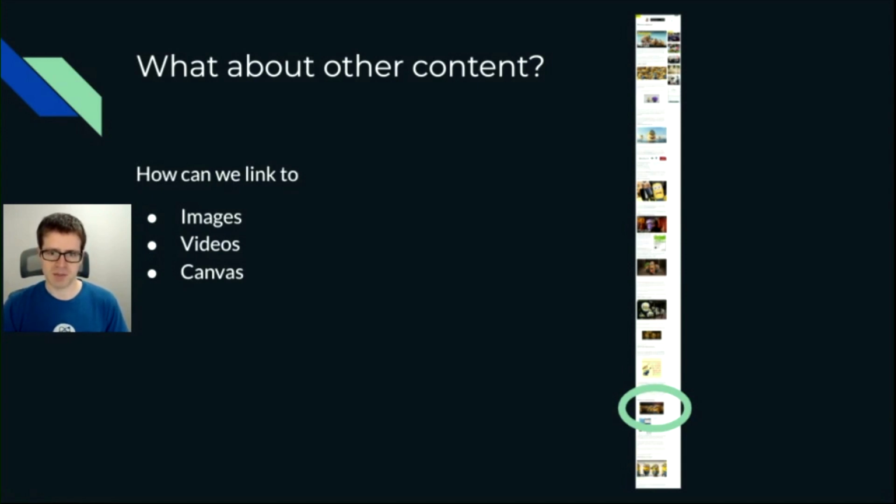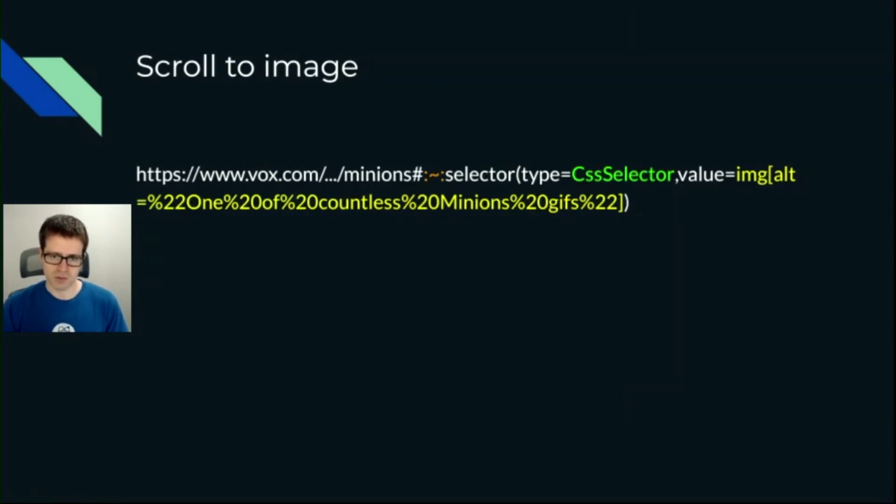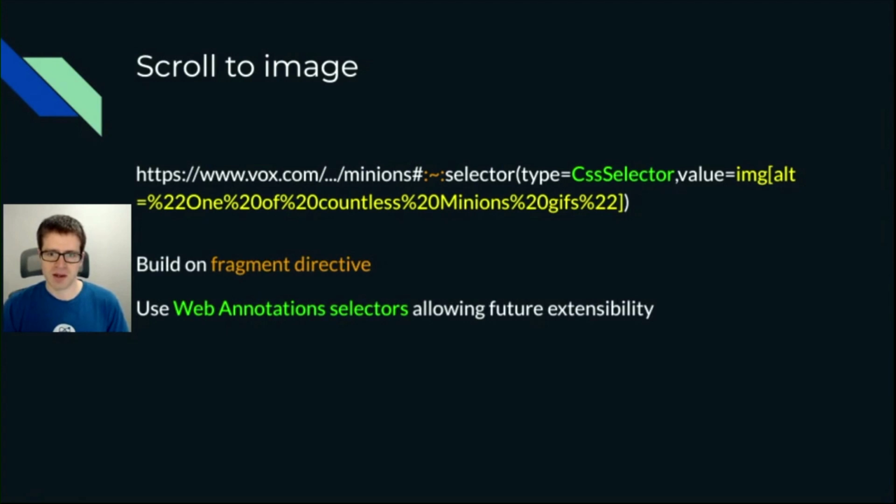Let's take a look at an example. So building on the same fragment directive as before, we specify the use of a CSS selector and pass the value, which is specifically the selector to use to find the element we're interested in scrolling to. This is building on the web annotation specification, which is a proven powerful syntax and will allow interoperating seamlessly with those web annotations.